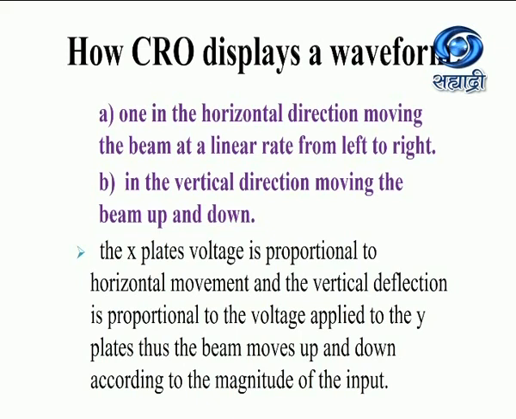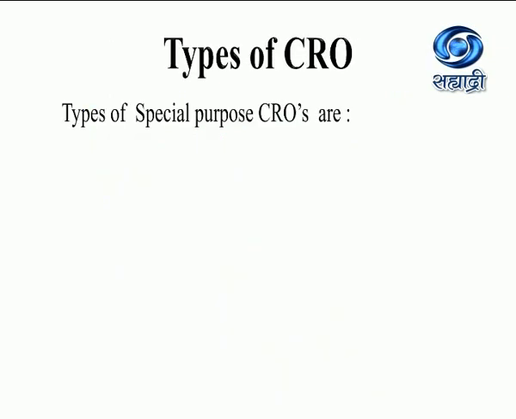So the first force is from the TBG circuit using the sawtooth waveform, and the second force is in the vertical direction. The X plate voltage is proportional to the horizontal movement, and the vertical deflection is proportional to the voltage applied to the Y plates. Thus the beam moves up and down according to the magnitude of the input. Hence we get the simultaneous effect of the horizontal and vertical directions on the screen. So till now we have studied the block diagram of the CRO.